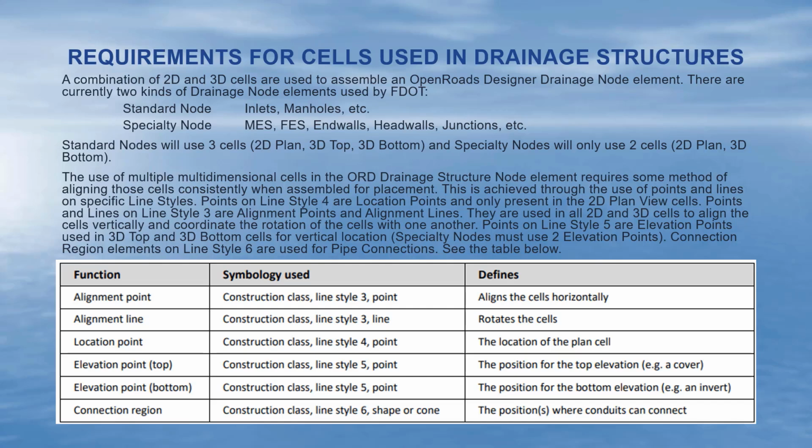And last but absolutely not least is the connection region. It is a construction class line style 6 shape or cone. The positions where the conduits can connect to that bottom structure are denoted by connection regions. If you do not have a properly placed connection region, you will not be able to connect pipes to the particular structure that you currently are working with.